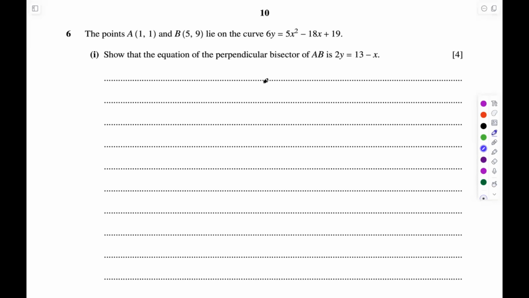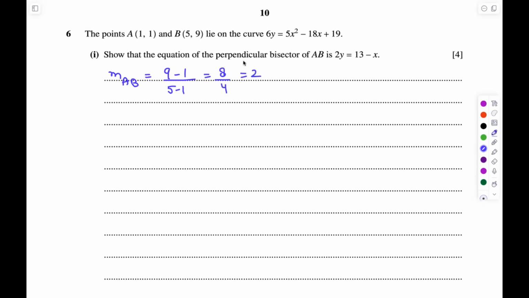In question 6, points A (1, 1) and B (5, 9) lie on the curve 6y equals 5x squared minus 18x plus 19. In part 1, we have to show that the equation of the perpendicular bisector of AB is 2y equals 13 minus x. Now to find the equation of the perpendicular bisector, first we'll have to find the gradient of AB. So the gradient of AB will be equal to y2 minus y1, which is 9 minus 1, upon x2 minus x1. That will be equal to 8 upon 4, which is equal to 2.